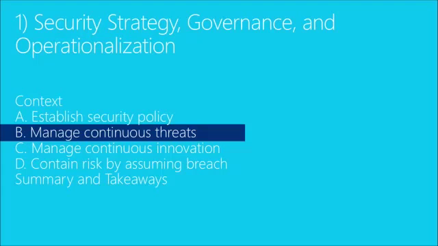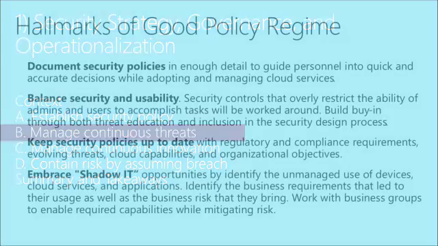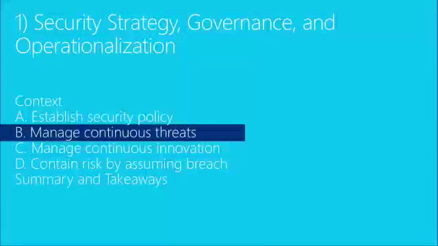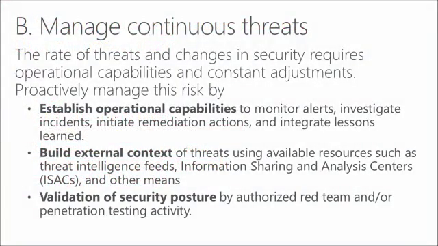So the next piece is about managing continuous threats, and this is where security becomes an operational discipline, not just a static prevention and static set of controls. What this really is composed of is a set of operational capabilities that allow you to monitor alerts. These are things that should never happen, or should be investigated if they do happen. The ability to investigate incidents, so this is security operational responsibilities, and then initiating remediation actions to clean them up, and of course integrating lessons learned after actions.